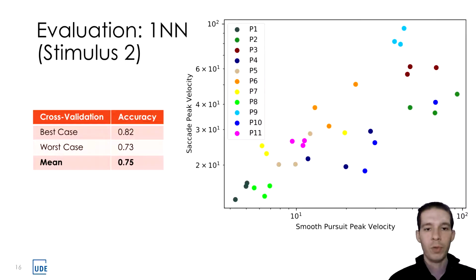Alike for stimulus 2, where we include the head rotation, we find an overall increase where the best case equals 82% and the worst case equals 73%. In total, we find a mean accuracy of 75%.